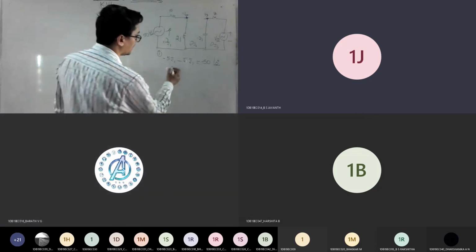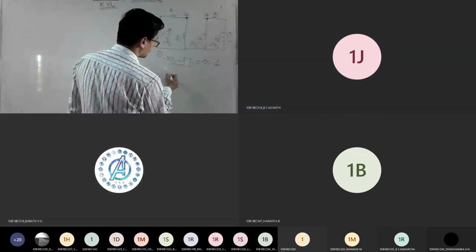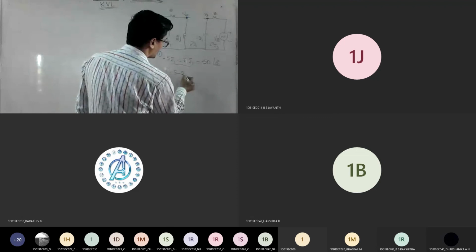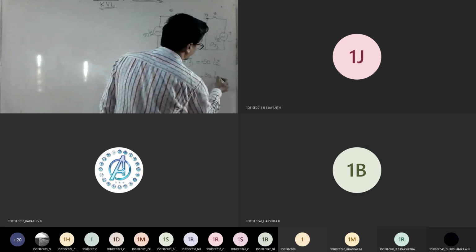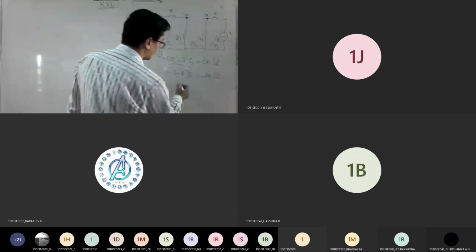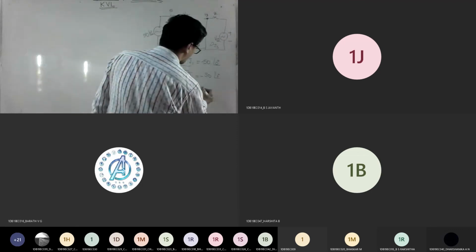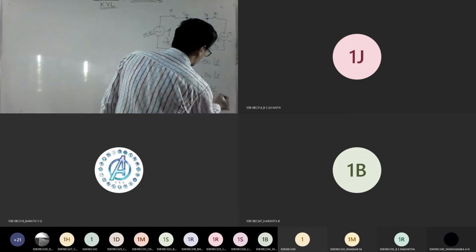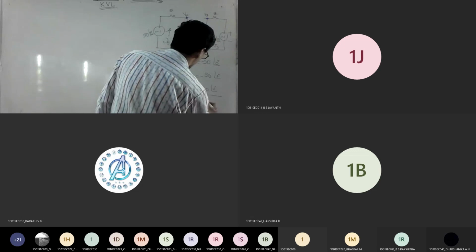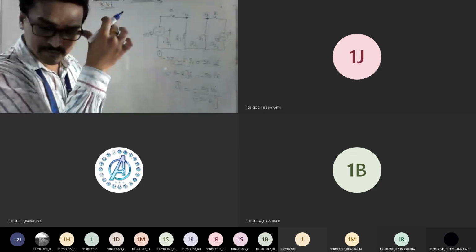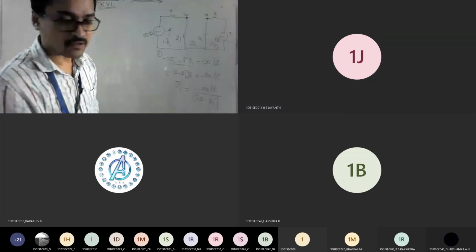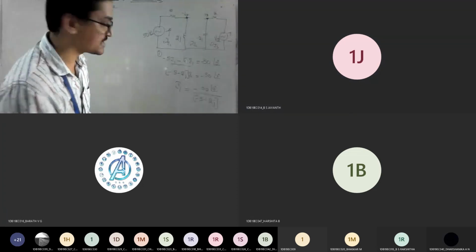From these two I can take I1 common. So how does it look? (-5 -2j) into I1 equals -50 at an angle 0 degrees. So from this, can I write I1 equals what? -50 at an angle 0, whole divided by (-5 -2j). Surendra? Yes, sir. So you simplify this and tell me the answer here itself. What is I1?